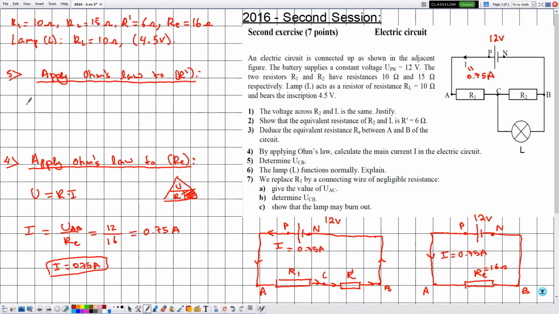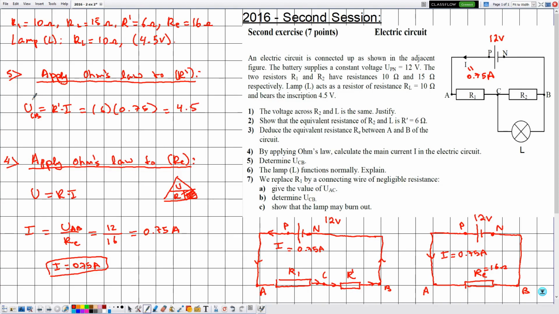And Ohm's law is given by U is equal to R multiplied by I. We are interested in calculating the voltage UCB across the electric component R prime traversed by the current I. Now the value of R prime is given by 6 multiplied by I, which is 0.75 that we already calculated. Now plugging this on the calculator will give us 4.5.